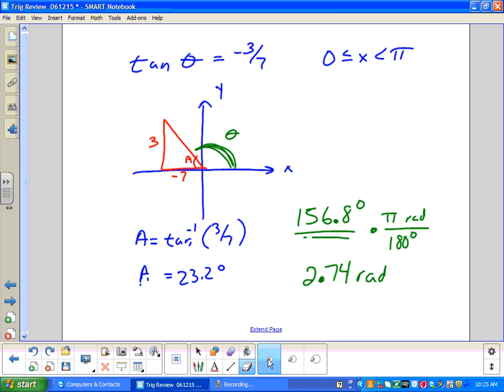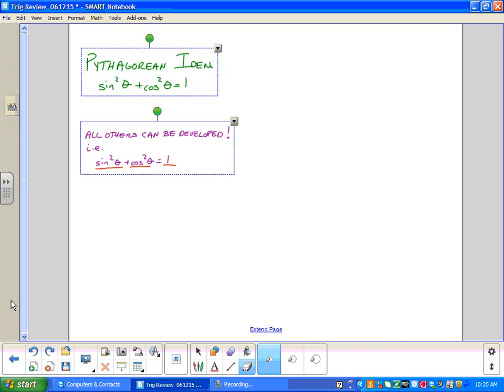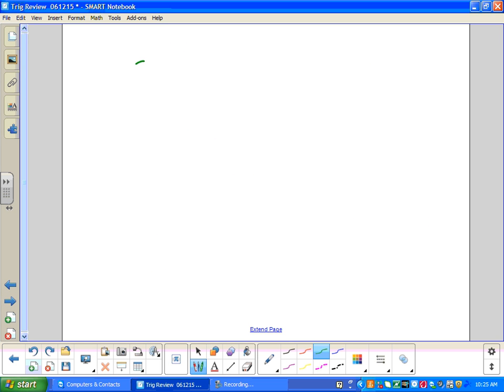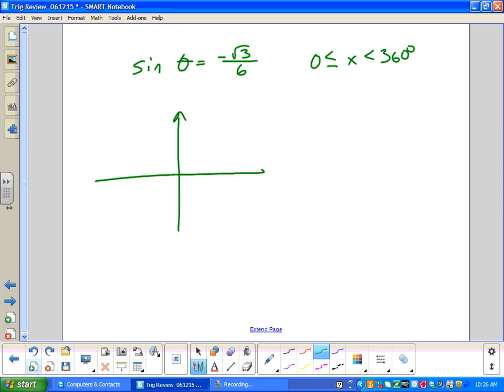But we should be able to handle simple trig identities like this. And if I put these on the board, we should be able to handle sine of theta equals negative square root of 3 over 6. And maybe I would say between 0 and 360, and you should be able to do this with your calculator. And again, this is not one of the standards. This is not a 30, 60, 90. Again, those are typically easier, all right?